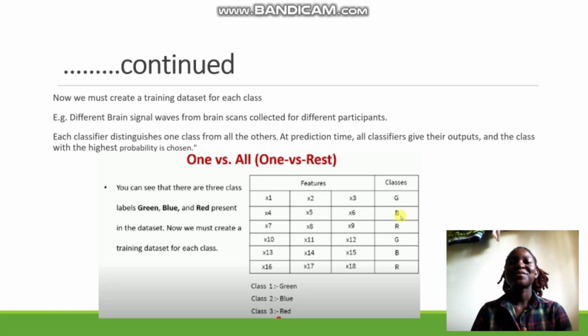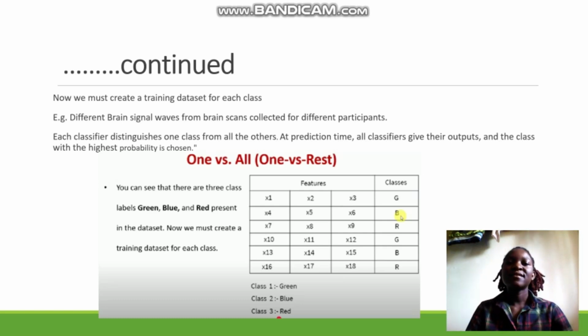Now we have created our classifier models. We want to create a training data set for each class. Here we are using the brain signal, the brain diseases. We are going to scan the brains of different participants so that we generate the brain signal waves from each of the three classes we have. Then each classifier, like I said, distinguishes one class from another.